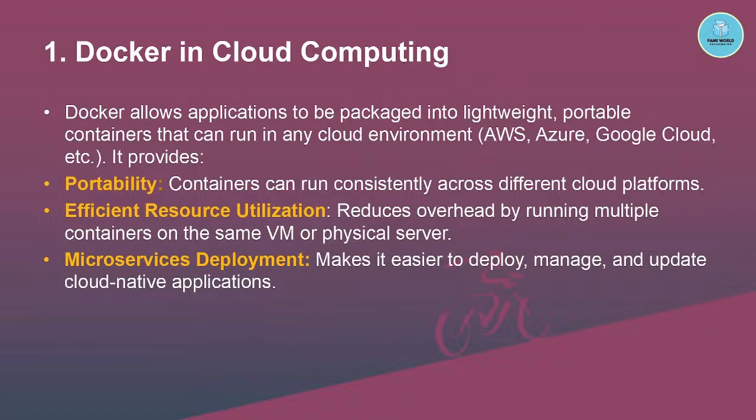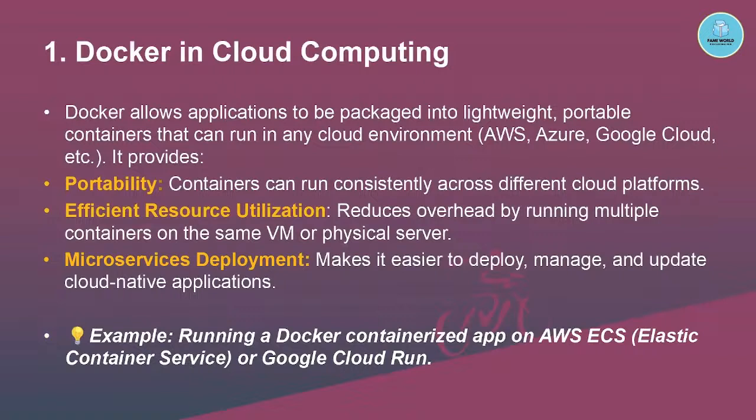Then microservices deployment makes it easier to deploy, manage, and update cloud native applications. For example, running a Docker containerized app on AWS ECS, that is Elastic Container Service, or Google Cloud Run. So either you use AWS or you use Google Cloud Platform, both have the facilities to run Docker applications itself.